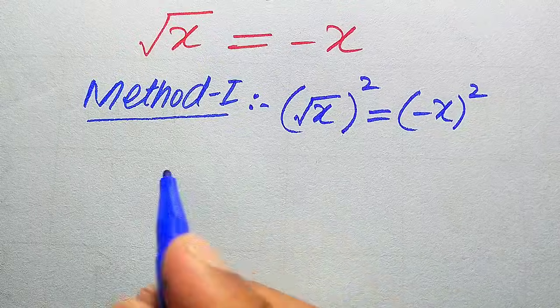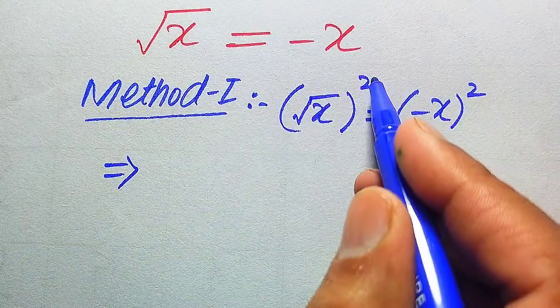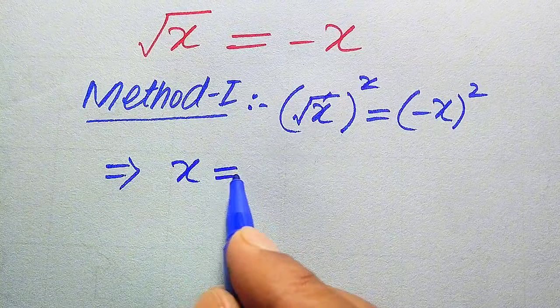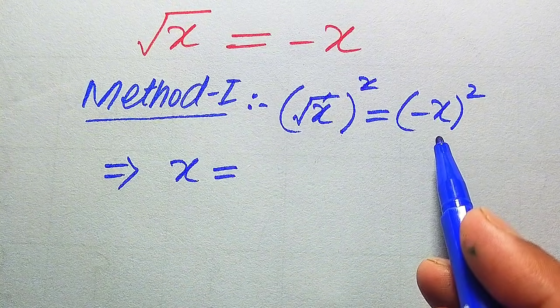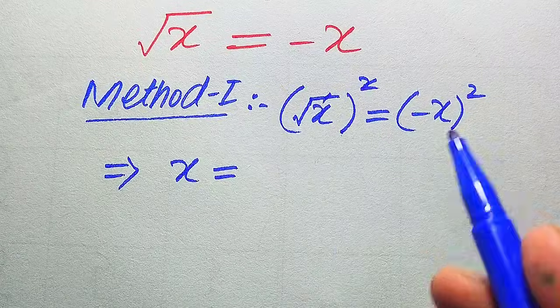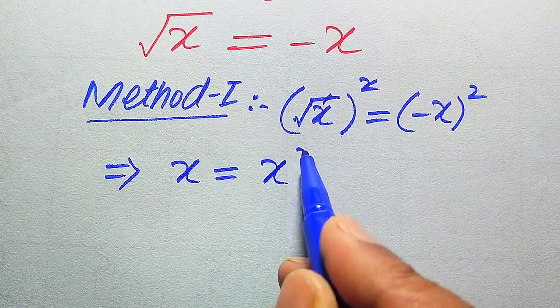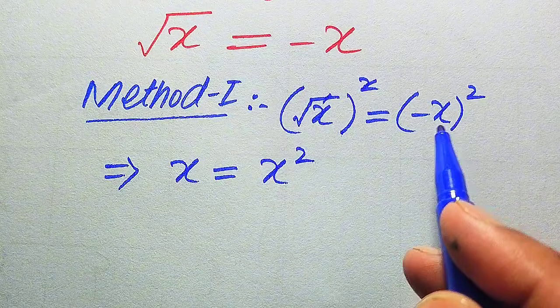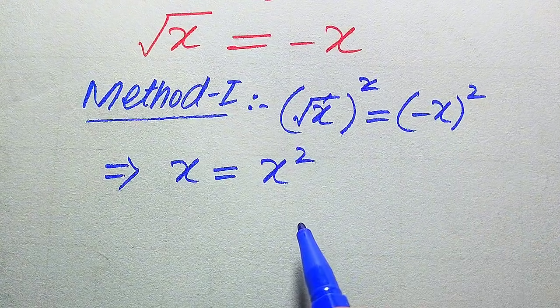And further, in the next step, you see these two, the square and the square root, cancel out each other, and we get x equals, on the right hand side, minus x whole squared. We know that minus x squared becomes plus x squared, because when we apply a square on a negative term it becomes positive.